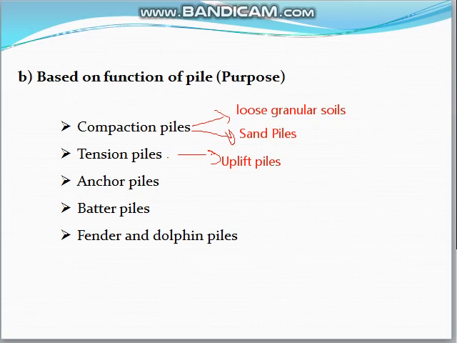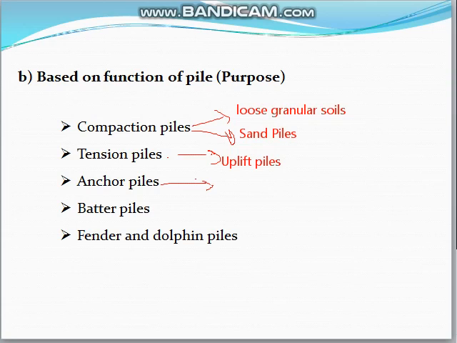Okay. Here in tension piles, the piles are under tension. Next, coming to the third one, anchorage piles.